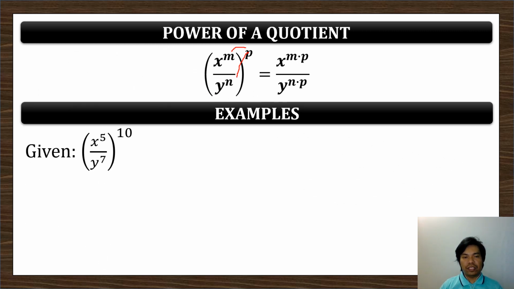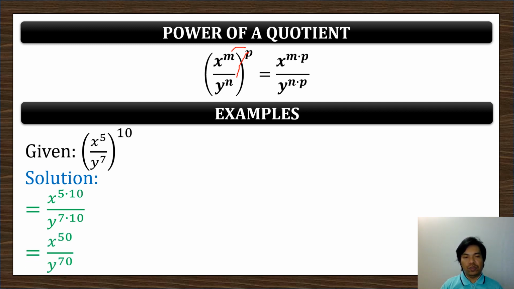For example, if you have here x raised to 5 over y raised to 7, quantity raised to 10, so didistribute lang natin yung ating exponent na 10 sa ating expressions na nasa loob. So this will give us x raised to 5 times 10 over y raised to 7 times 10. And then this will give us x raised to 50 over y raised to 70. So itong part na ito, we cannot simplify this one anymore kasi magkaiba na yung ating base dito. So hindi natin pwedeng pagsamahin yan.